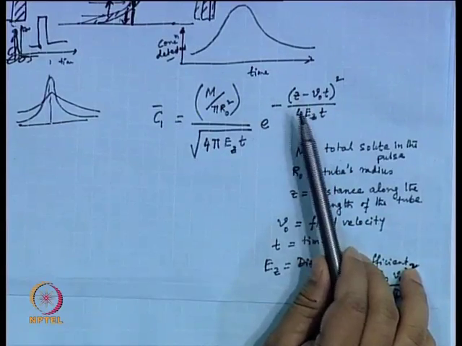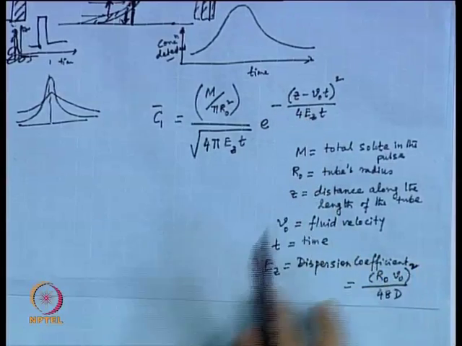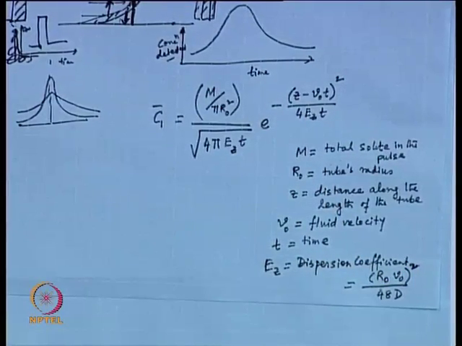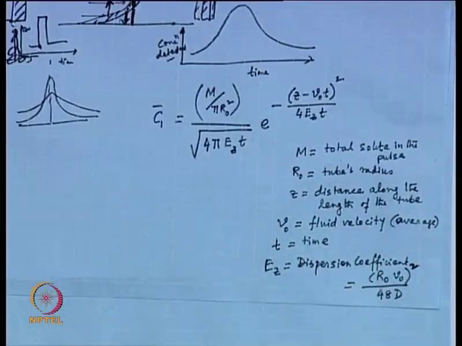The other thing I point out here is this Z minus V naught t term. Does this ring a bell? Z is the distance along the length of the tube, or in other words the distance from the inlet. The tube runs like this, and from the inlet you calculate Z. V naught is the average fluid velocity, since we have a parabolic velocity profile, so you consider this to be the average. V naught t is basically the place where the pulse would have been if it were travelling at average velocity over time t.